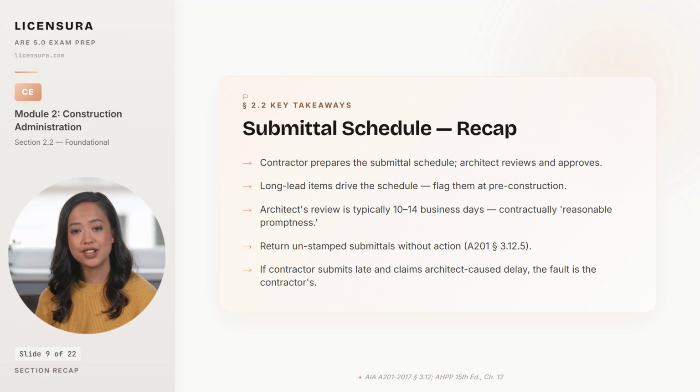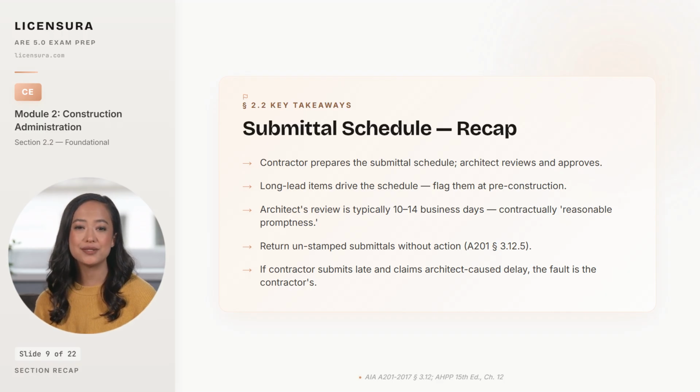The contractor prepares the schedule and the architect reviews and approves it. That ownership split is written into A201 Article 3, and the exam tests it every cycle. Long lead items drive the schedule, so identify them at the pre-construction meeting and put them at the front of the queue. Switchgear, structural steel, custom curtain wall, elevators, and large HVAC units have lead times measured in months, not weeks. The architect's review window is typically 10 to 14 business days, which is the contractual translation of reasonable promptness in most agreements.